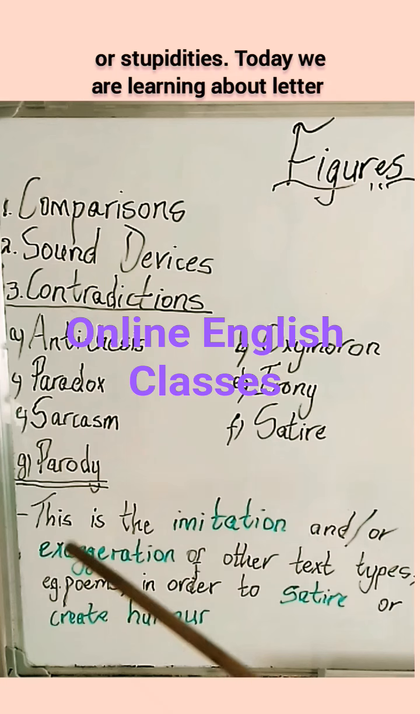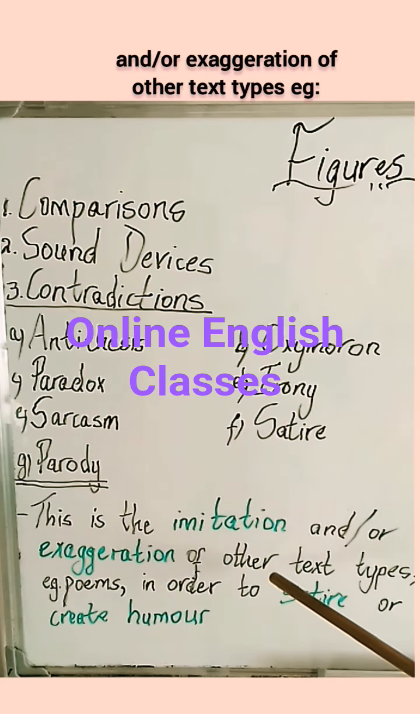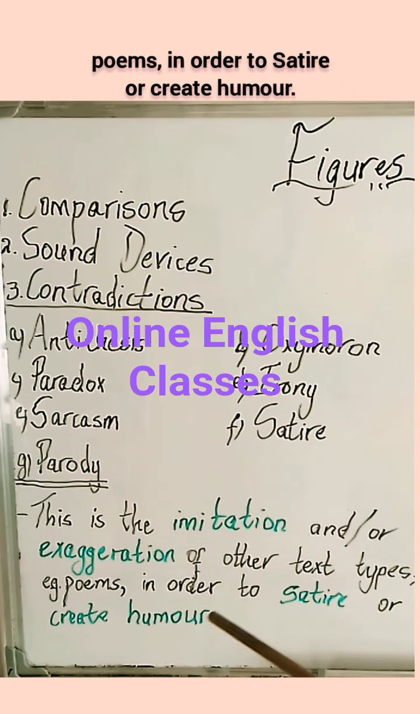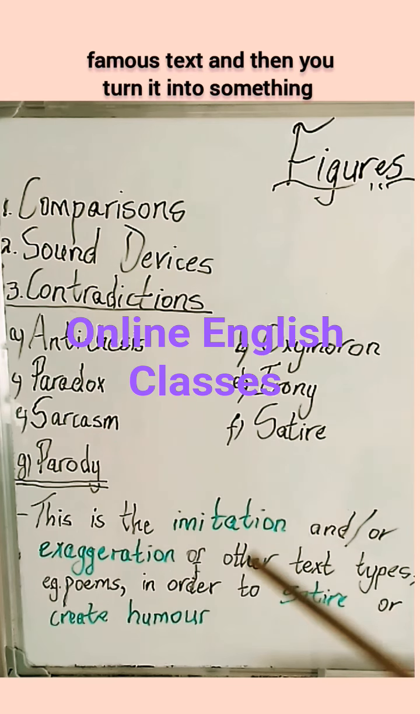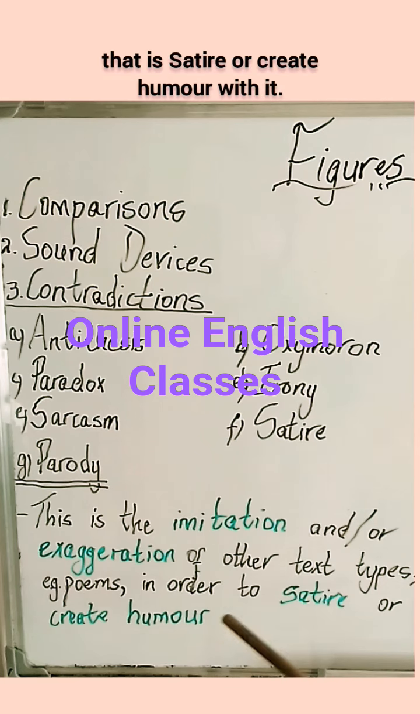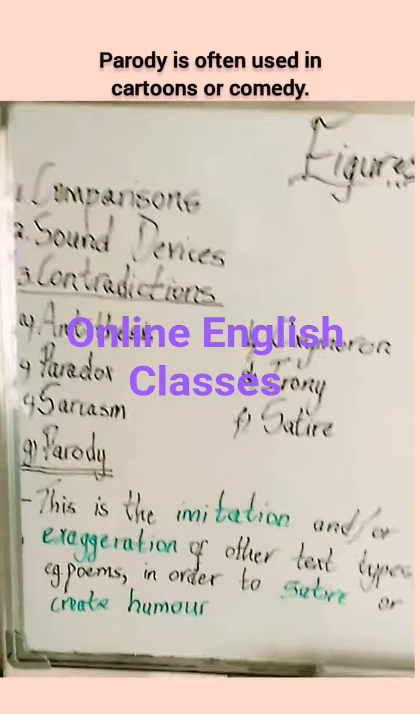Today we are learning about letter G, which is parody. This is the imitation and or exaggeration of other text types, e.g. poems, in order to satire or create humor. So with parody, it's when you take a famous text and then you turn it into something that is satire or create humor with it. That's what parody is.